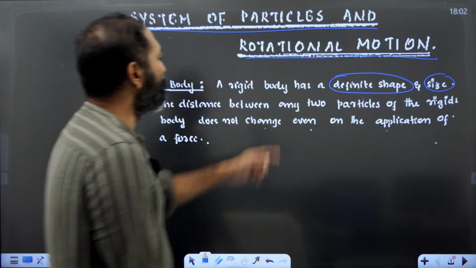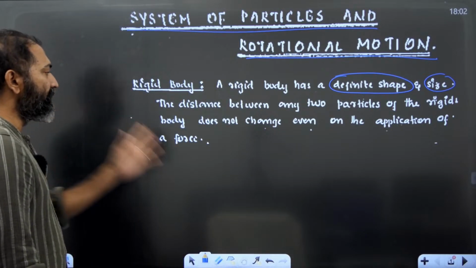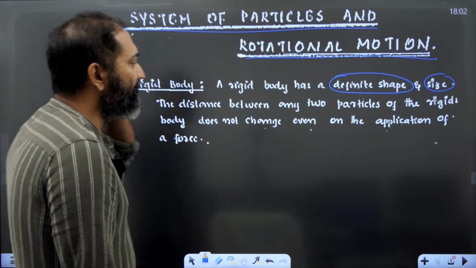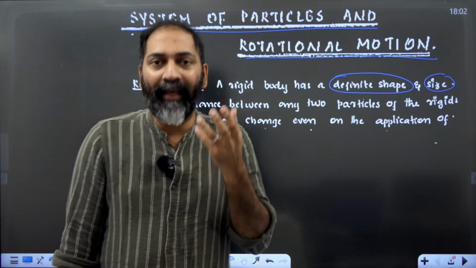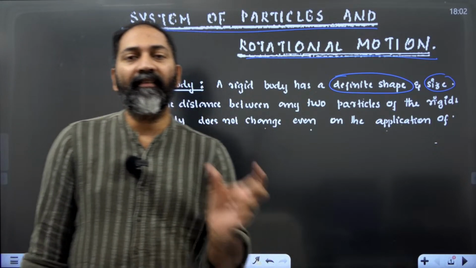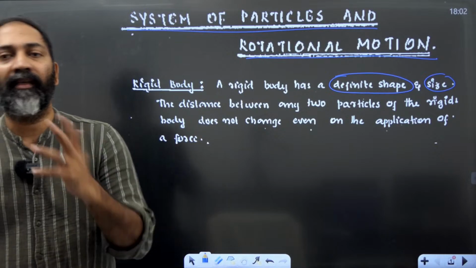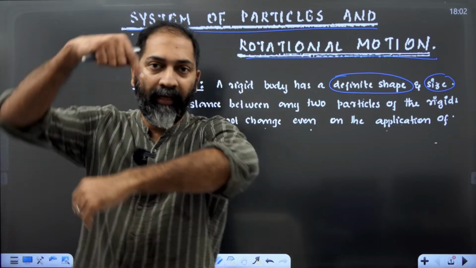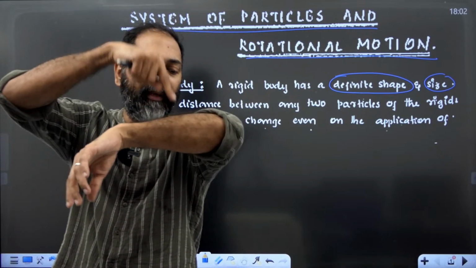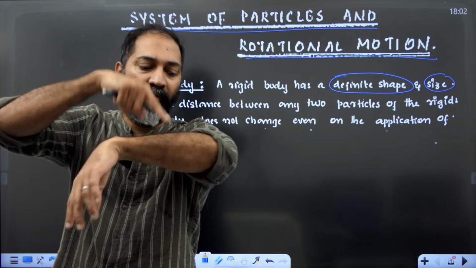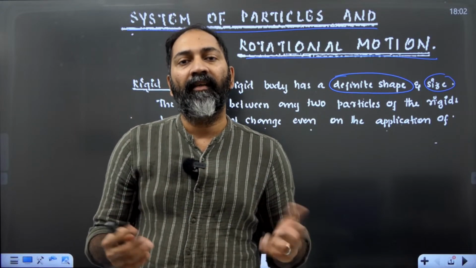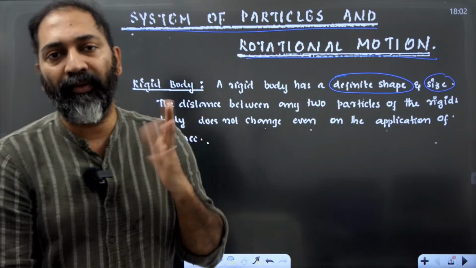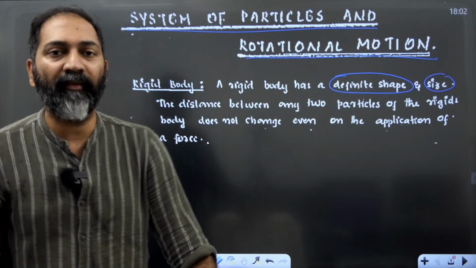The distance between any two particles of the rigid body does not change even on the application of force. See, I am applying a force on my forearm. So what happens? The distance between the particles of my forearm changes. So is my forearm a rigid body? No.